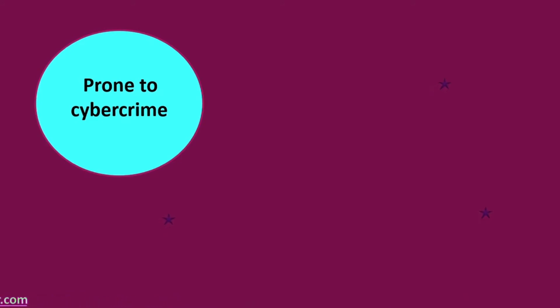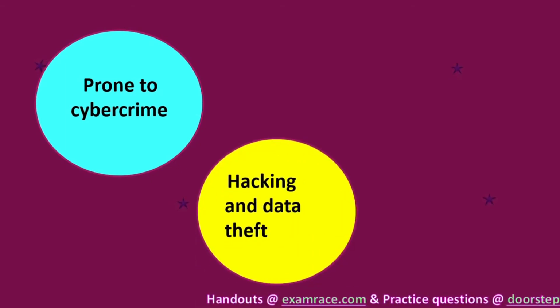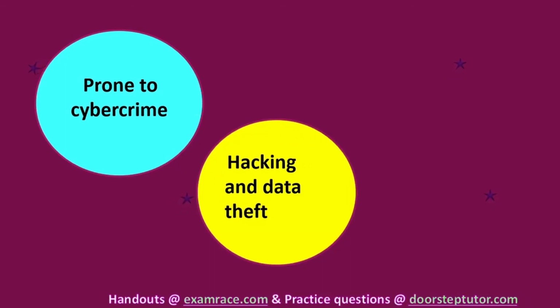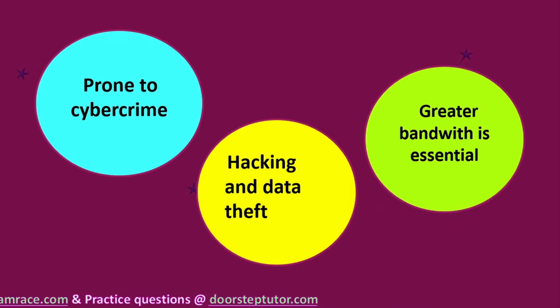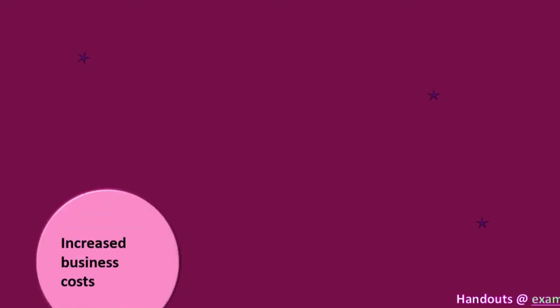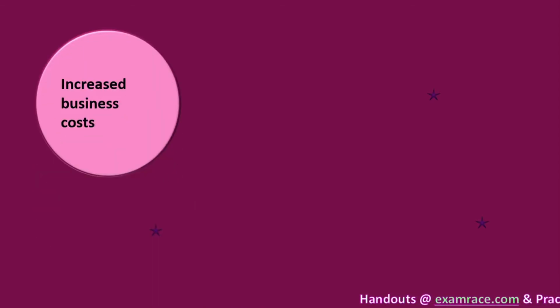So it is prone to cybercrime because all the information about a person is entered in, and someone can easily log into the account, hack it, and access all the amount. Hacking and data theft. Greater bandwidth is also essential. Your internet facility must be there in both mobile banking and internet banking, and at times the internet functioning must be of good range and bandwidth.